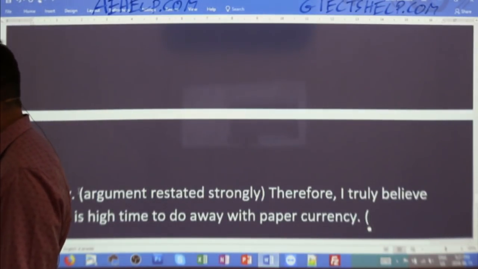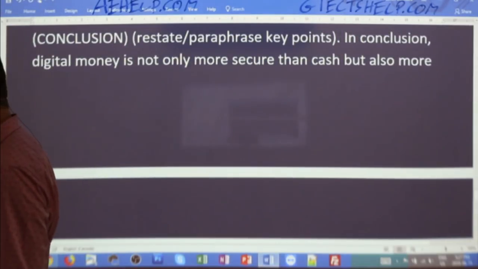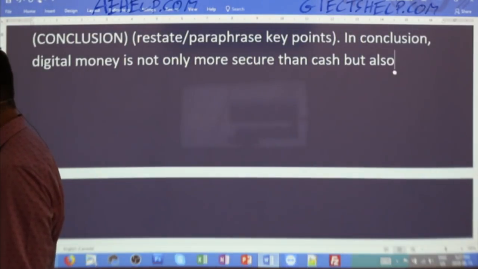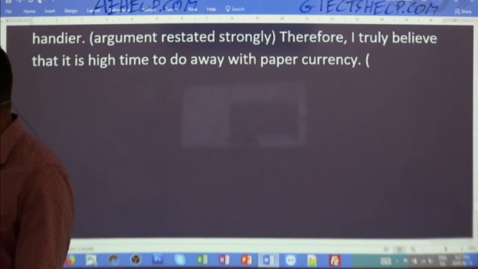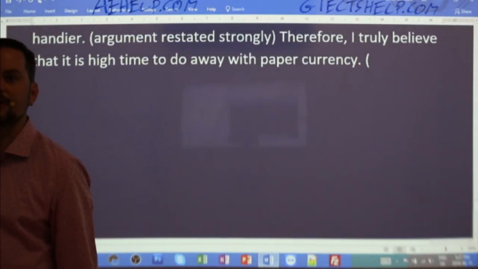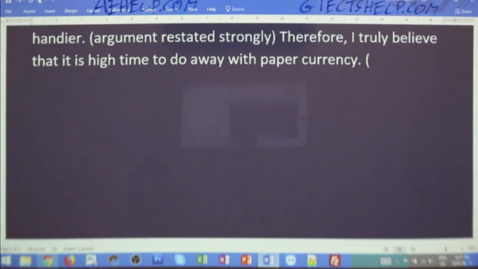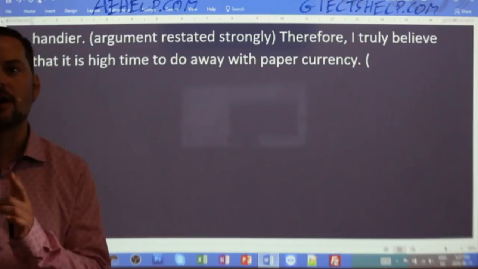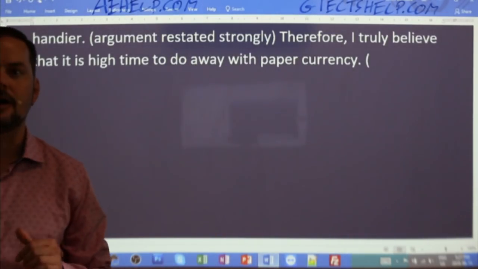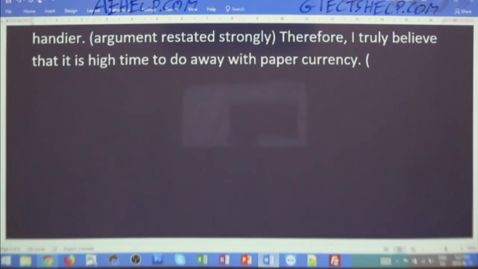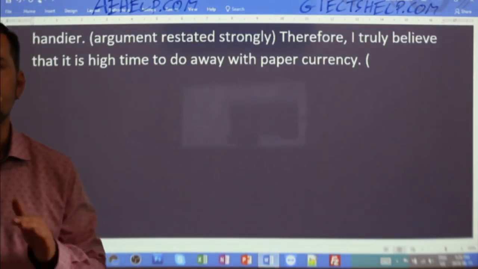It's going to ask me to change the grammar there. But also handier. Therefore, I truly believe that it is high time to do away with paper currency. Because it's handier. When you can do an ER type modifier, Baljit, then you have to use the ER, right? So you don't say more safe, you have to say safer. Okay, safer is the correct grammar rather than more safe.